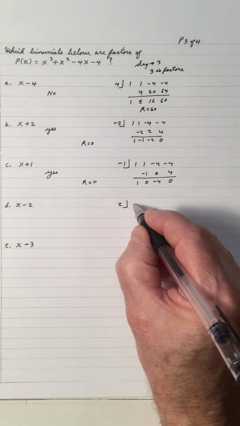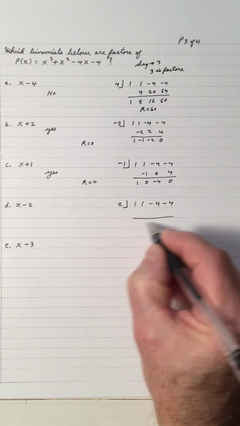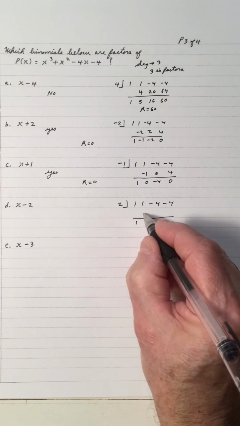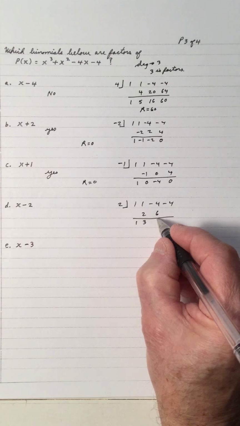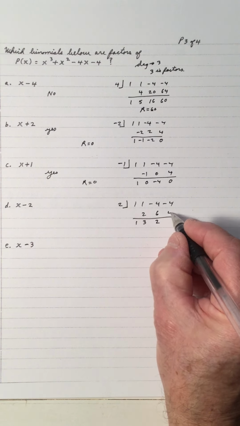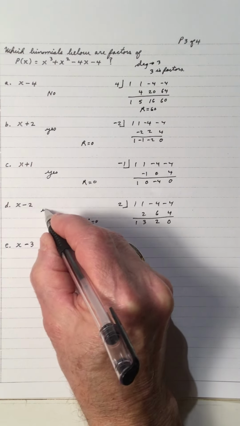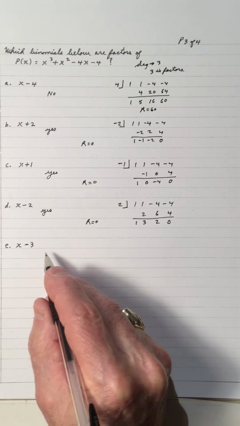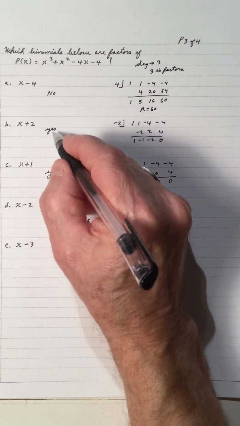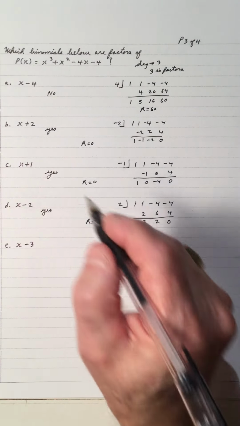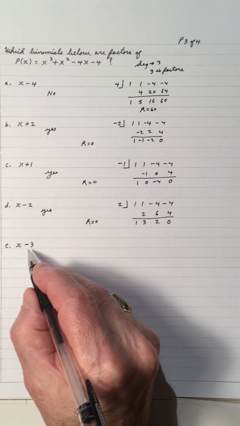That's the third one. So we go 1, 1, -4, -4. Bring down your 1, multiply, 2, add, 3, multiply, 6, add, 2, multiply, 4. And again, the remainder is 0, so x minus 2 is a factor. So we have the 3. There's 3 possible factors. We got 1 there, 1 there, 1 there. So that means that x minus 3 is not going to be a factor.